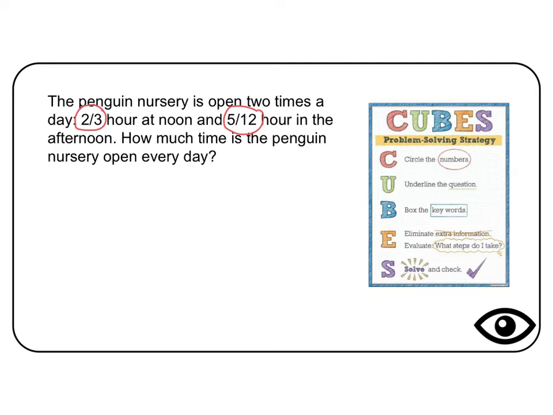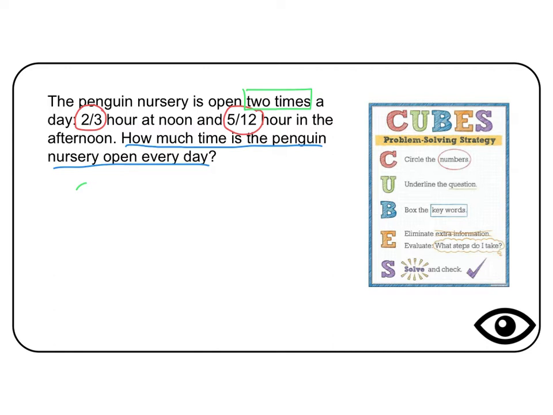Let's go back and underline our question. Our question has a question mark, so it's going to come at the end. How much time is the penguin nursery open every day? All right, let's go back and see if we can find some keywords. It is open 2 times a day. Those were our 2 numbers. And they told us noon and in the afternoon. And let's see, I think that means we're going to have to add. So what steps are we going to take? We're going to add these 2 numbers. So now that we have found our numbers and evaluated what we're going to do with them, we can solve.